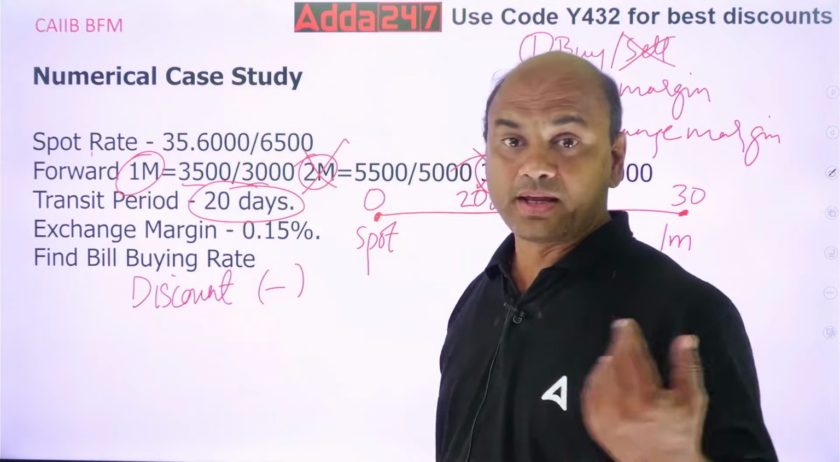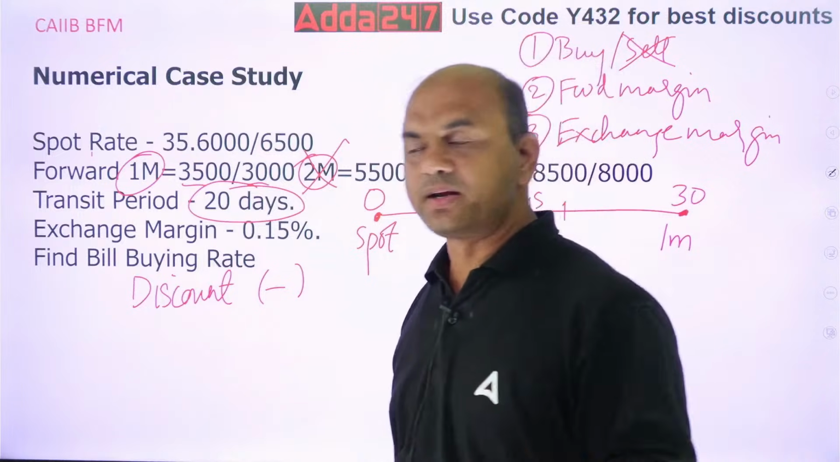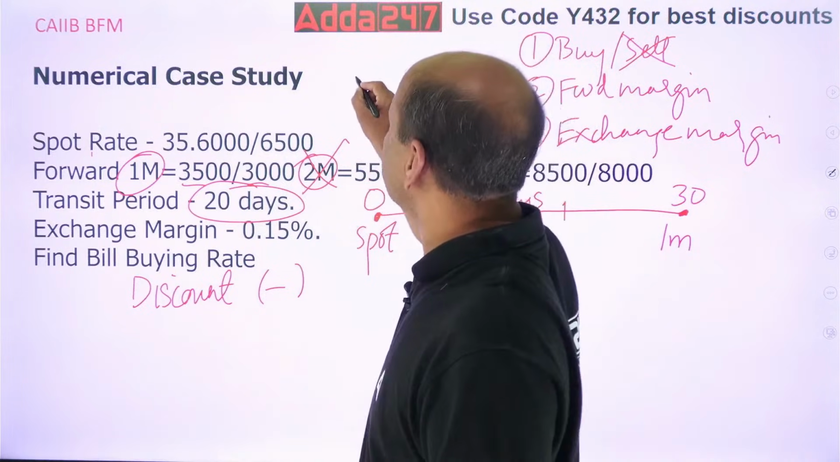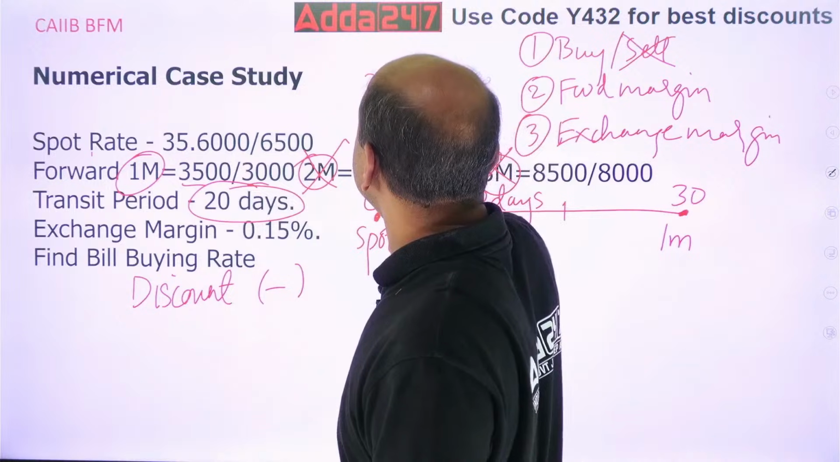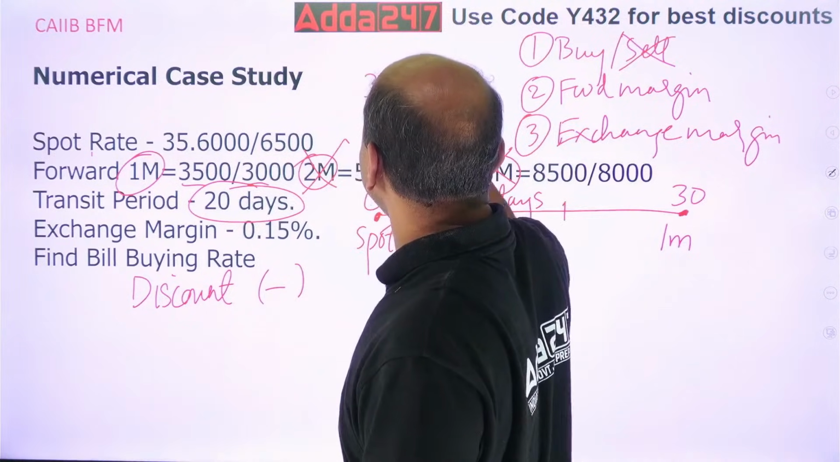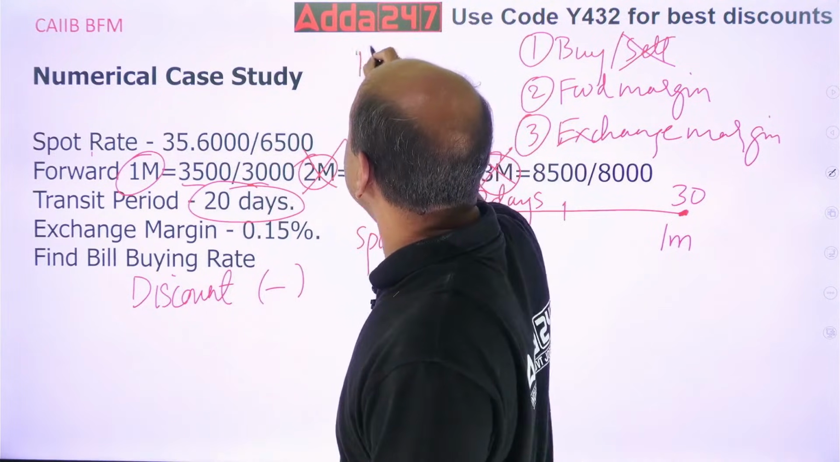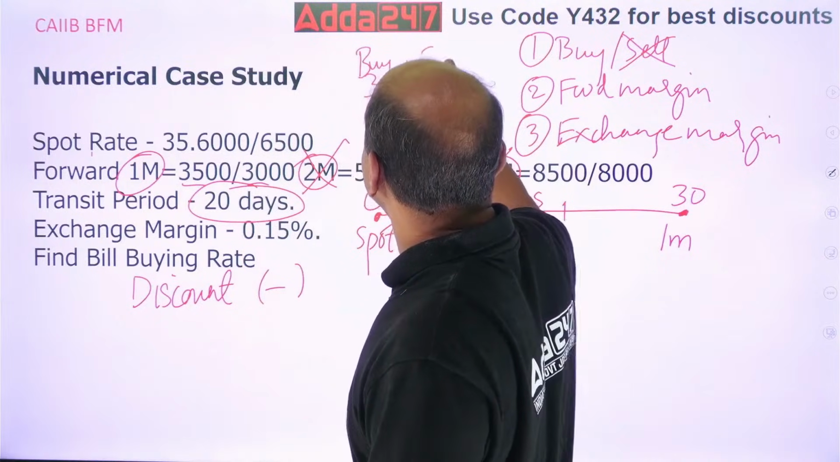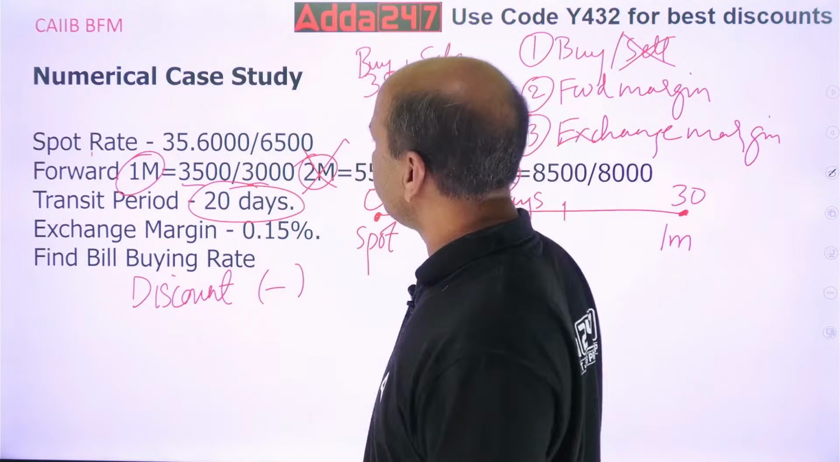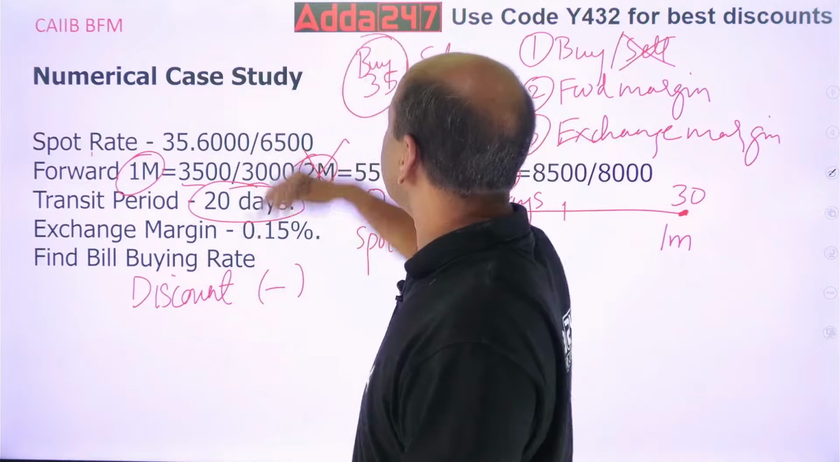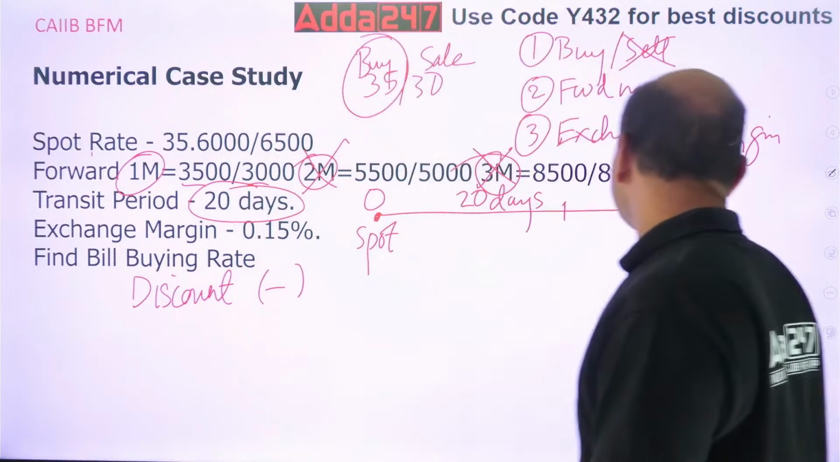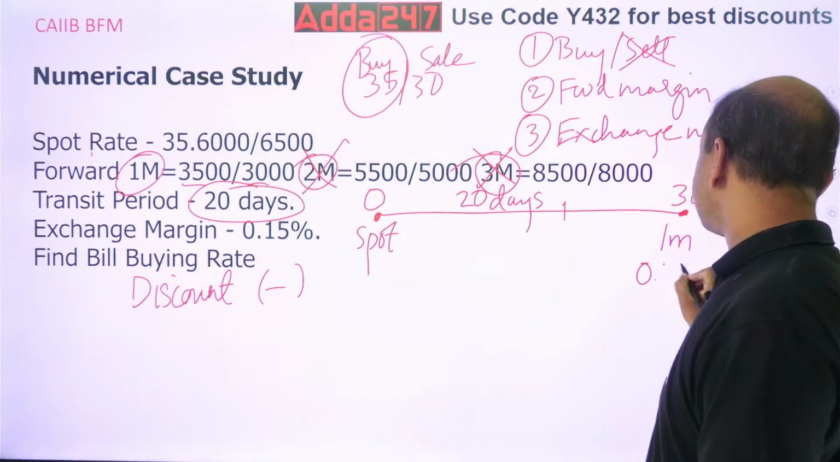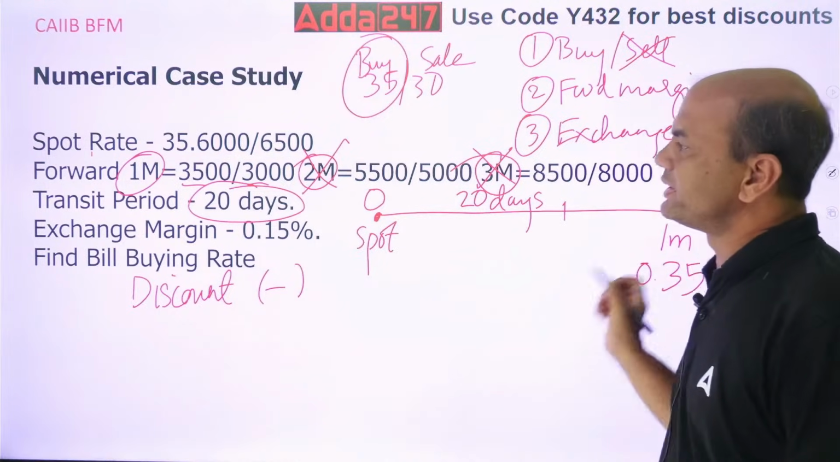I am buying. Buying means always left side. So 35 and 30, right? I'll always take, this is always buy and this is always sell. Okay? So I'll take this rate now, 35. I'll write it over here, 0.35. Let's write it in points.